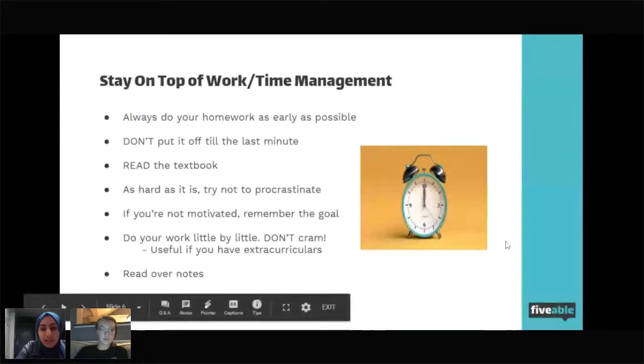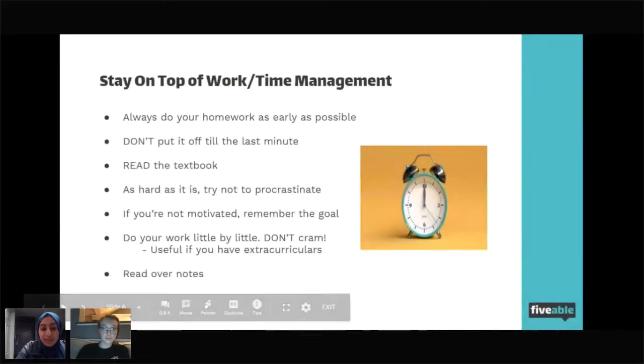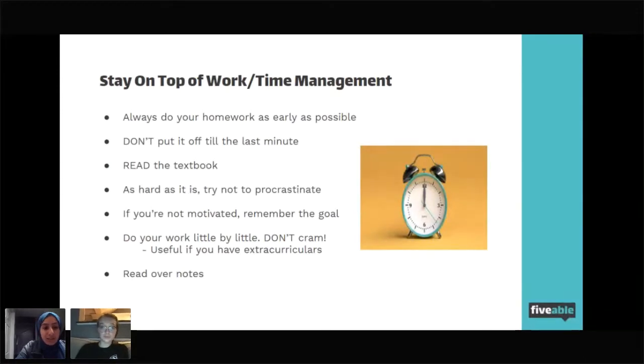If you're not motivated, remember the goal. At the end, we all want to get a good score on our AP exam. We want to pass. We want to get a 4 or 5. And if we want to do that, we're going to have to not procrastinate. We're going to have to read the textbook. We're going to have to do our homework. You can't just get by in the class not doing much and only relying on the notes that your teacher gives you. You're going to have to put in the work if you want that 4 or 5.